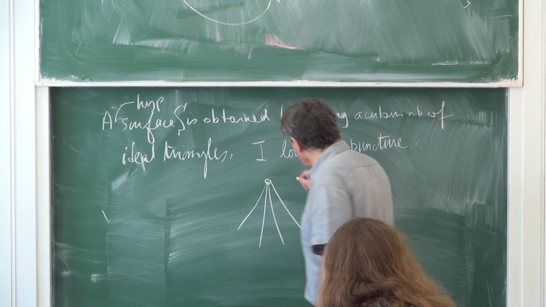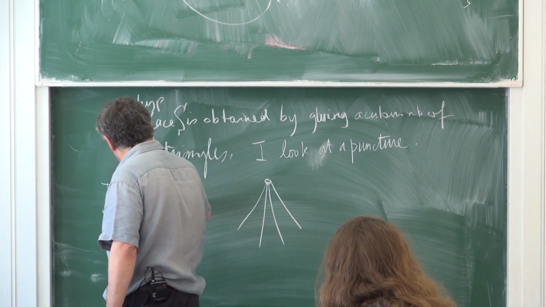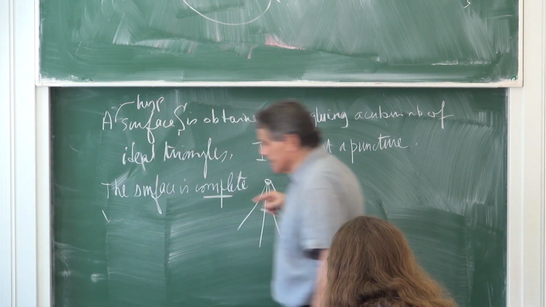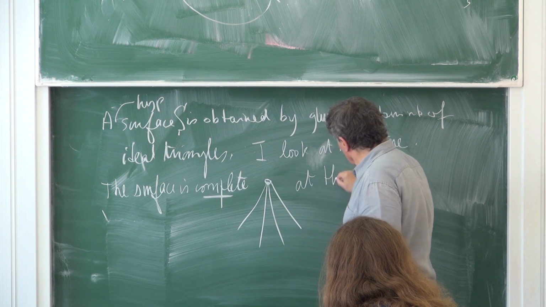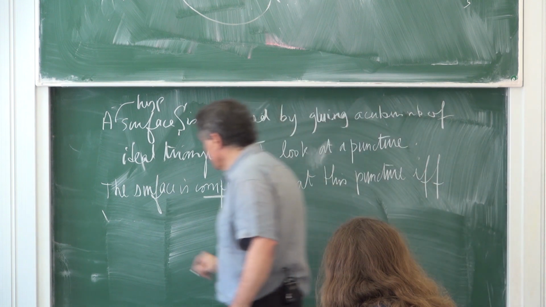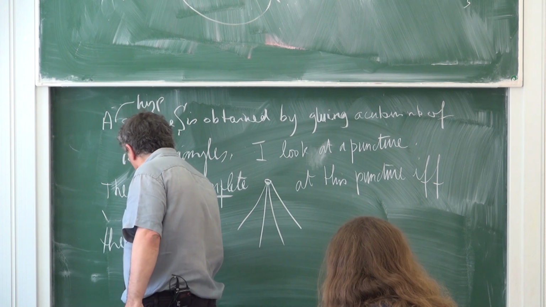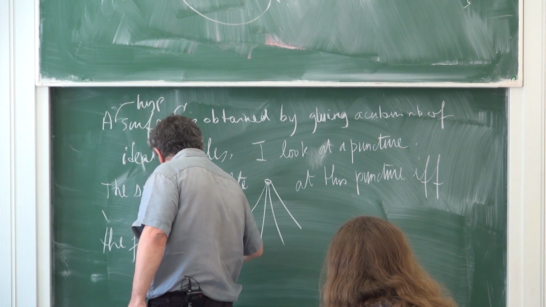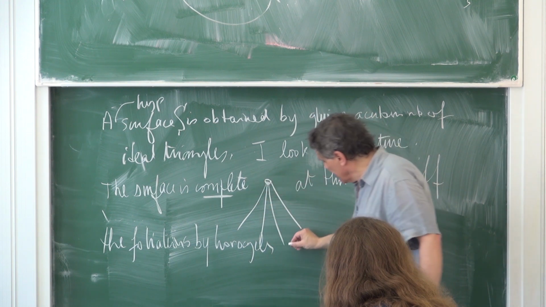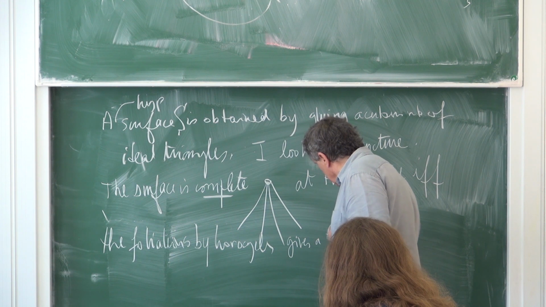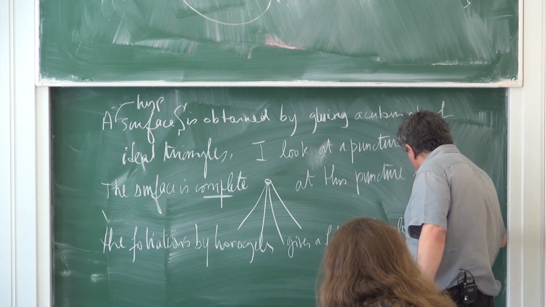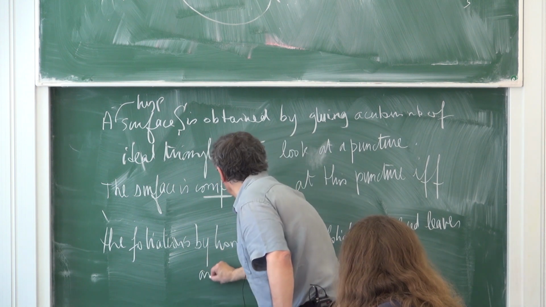And then the result is that the surface is complete in the metric sense at this puncture if and only if the foliations by horocycles of all these triangles abutting here give a foliation by closed leaves around this puncture.